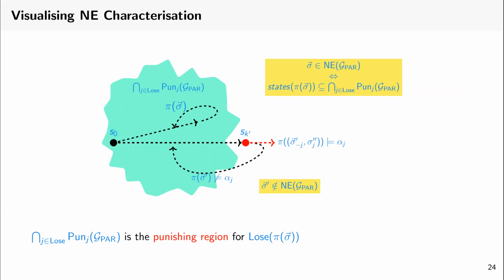So this is a way to visualize the characterization. This blue blob here is the punishing region. So every player that is losing inside this area can be punished. And since we have this punishing region, we know that if we can find some run inside this block, it is a Nash equilibrium, because the losing players under this strategy, sigma, cannot deviate. There's no point in deviating. But if the run goes outside of this punishing region, then we know that there is some state in which some losing player has some beneficial deviation.